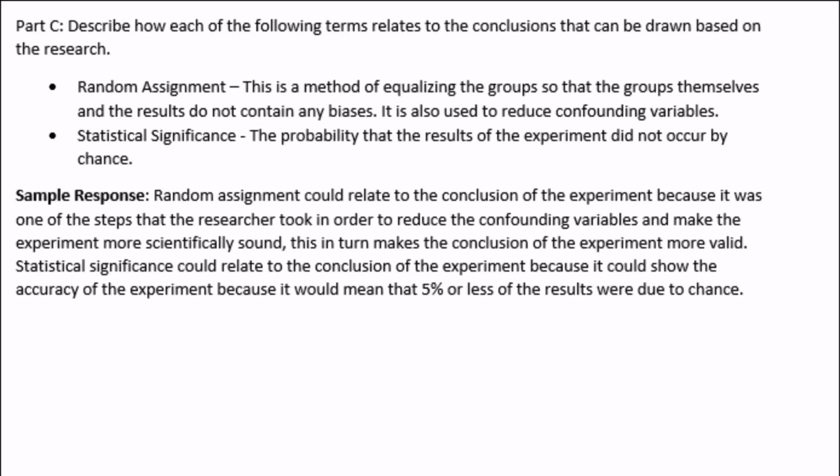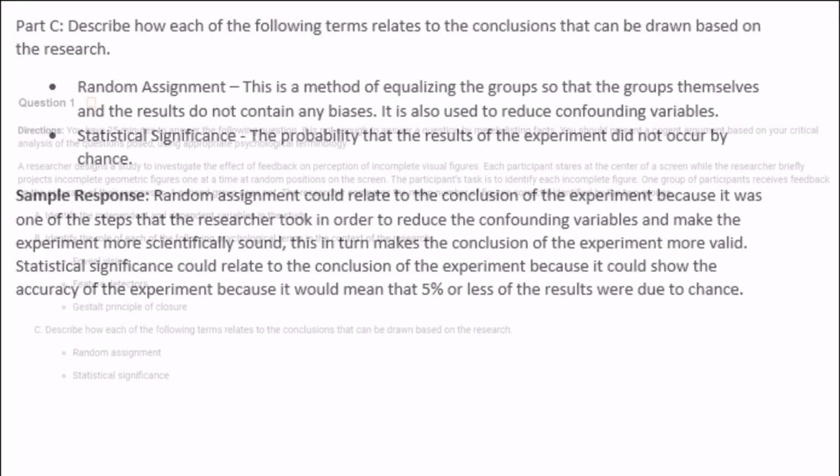Now that we know what the terms mean and how they affect the conclusion of our study, we can write our sample response. Random assignment could relate to the conclusion of the experiment because it was one of the steps that the researcher took in order to reduce the confounding variables and make the experiment more scientifically sound. This, in turn, makes the conclusion of the experiment more valid. Statistical significance could relate to the conclusion of the experiment because it is able to show the accuracy of the experiment, because it would mean that 5% or less of the results were due to chance.